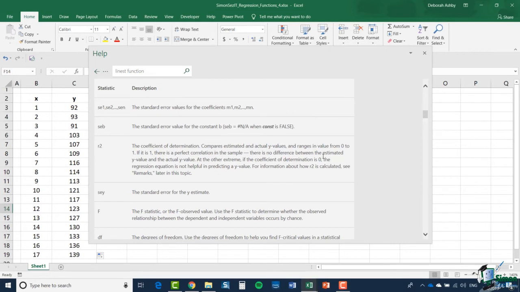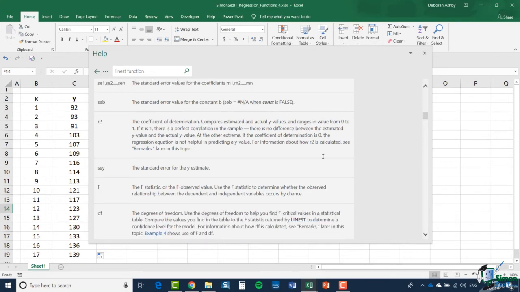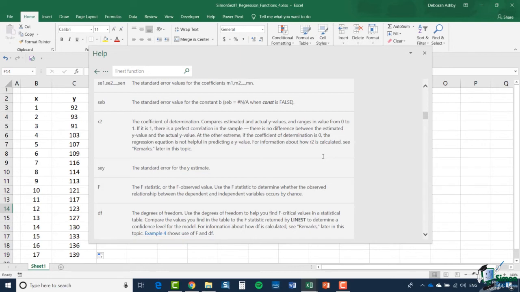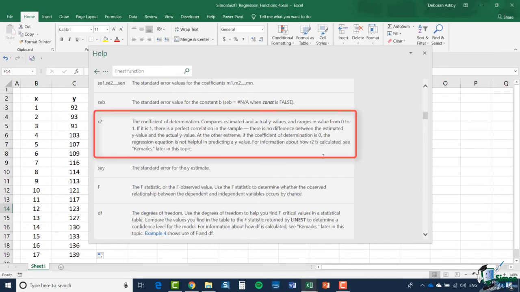Now, also, there's a list of statistical terms, which are very familiar to statisticians, but probably a mystery to most other people. So, terms like F statistic or the number of degrees of freedom. If you are a statistician or you understand these terms, they're pretty well explained in the help and related to that block of numbers that I referred back to in our sheet, regression functions 4. But what I really want to look at here is R2, the coefficient of determination.